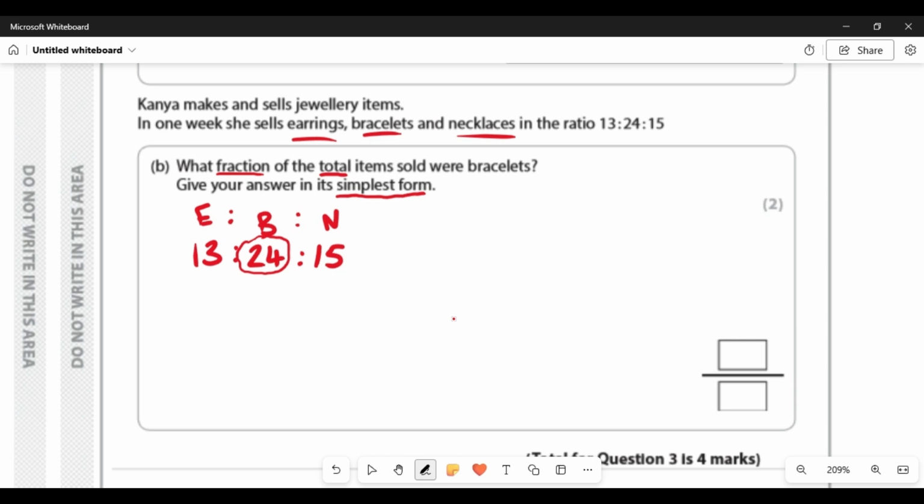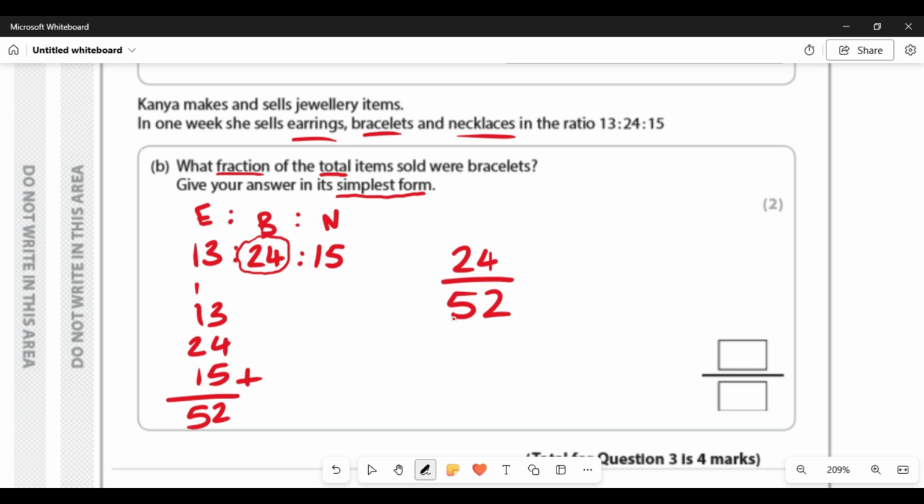So we're going to have to add, and do it on the side here, 13 plus 24 plus 15. We're going to have to do it like a big sum. 3 plus 4 is 7, plus 5 is 12. Put the 2, carry the 1. 1 plus 1 is 2, plus 2 is 4, plus the 1 is 5. So it's 52, that's your total right there. So my fraction looks like 24 out of 52. So we're going to have to simplify that, because they said give your answer in its simplest form.